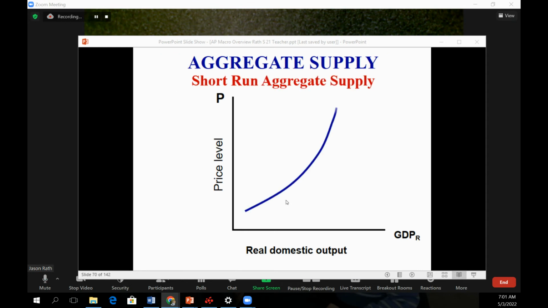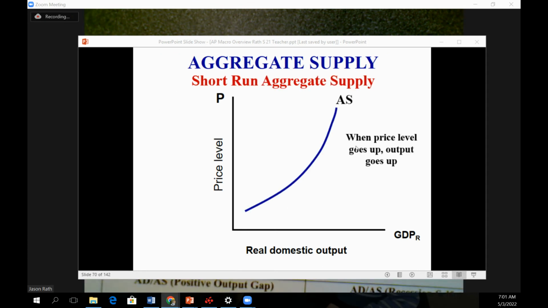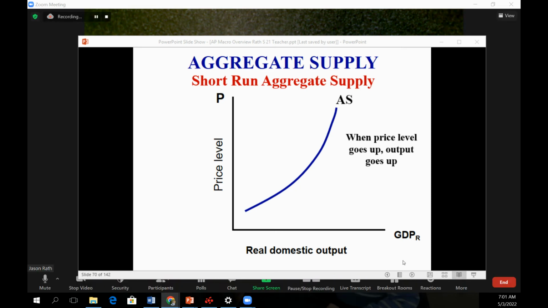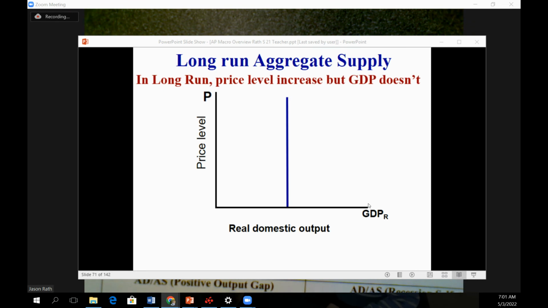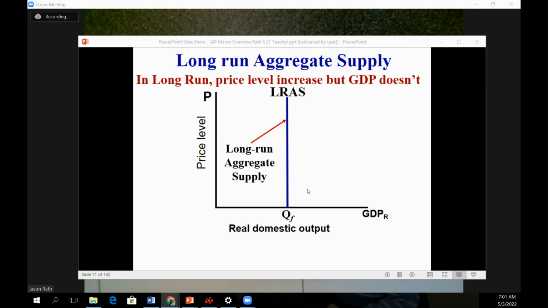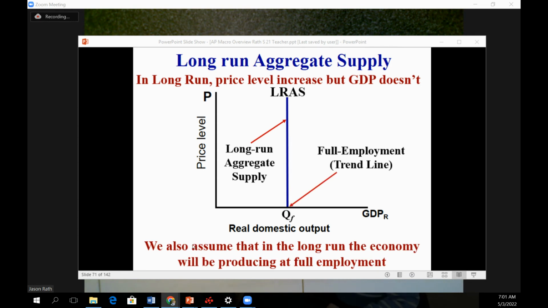And this is what the short run aggregate supply looks like. Price level goes up, output goes up. Price level, output. There's that direct connection. Long run is straight up and down. Long run aggregate supply: price level increases, but GDP doesn't. So price level increases, but GDP doesn't increase. We also assume that in the long run, the economy will be producing at full employment.